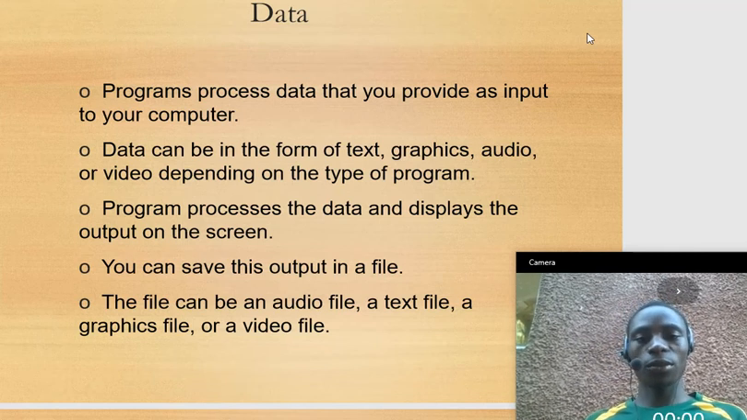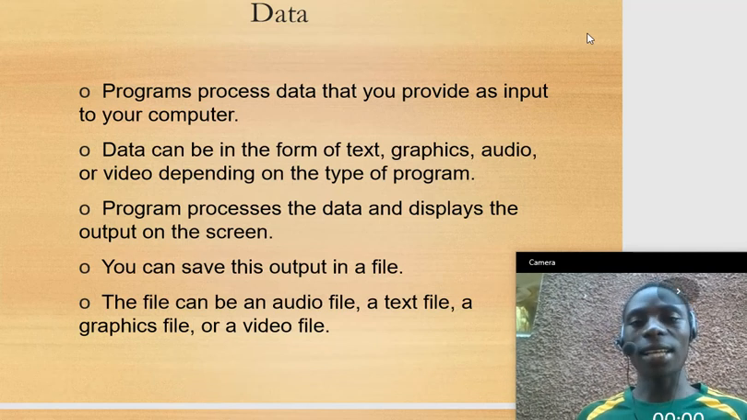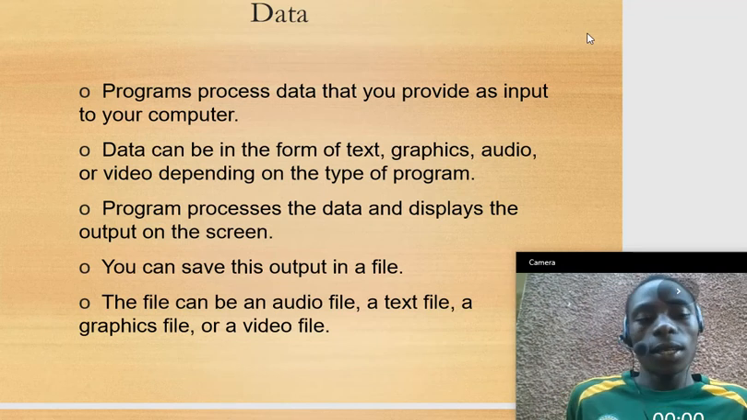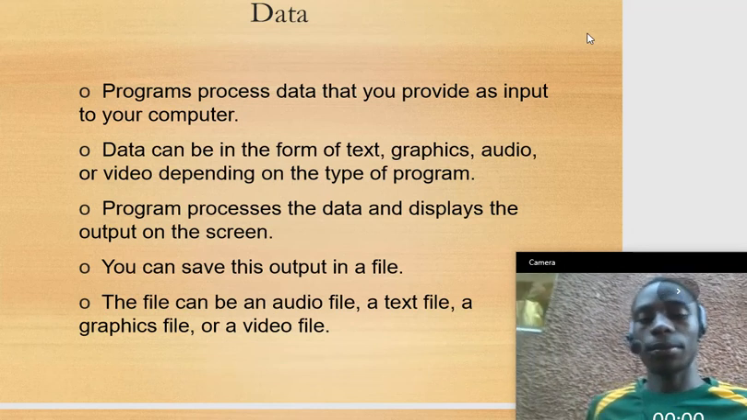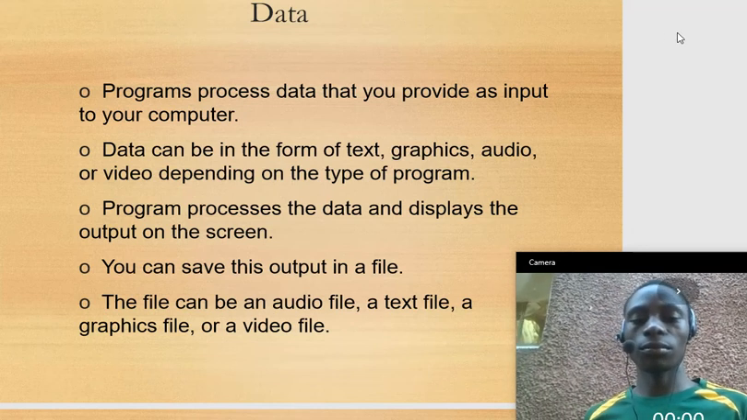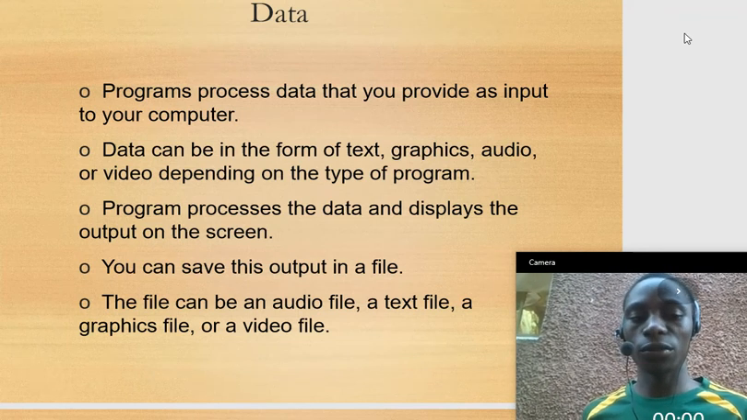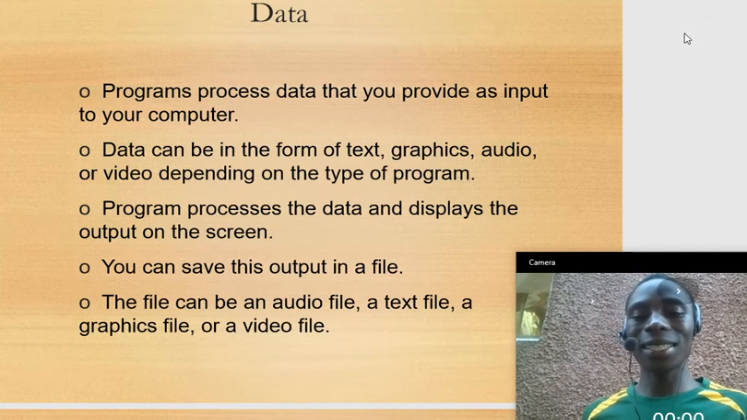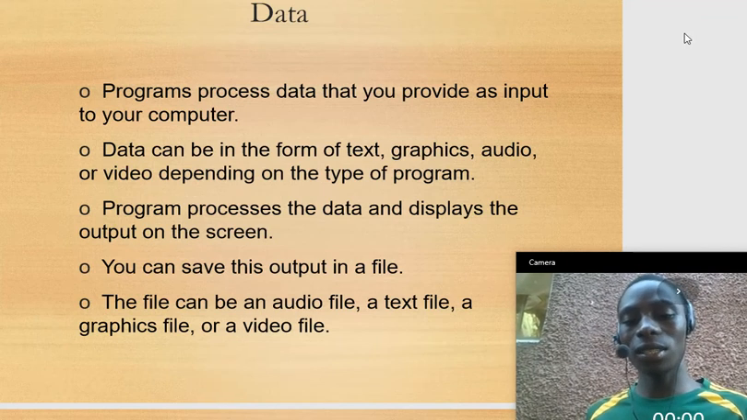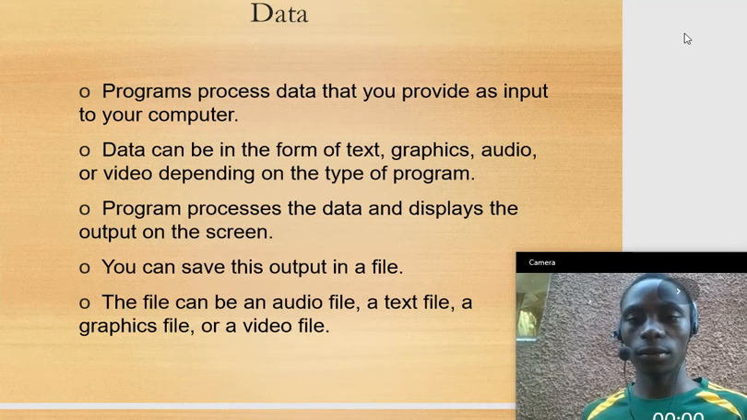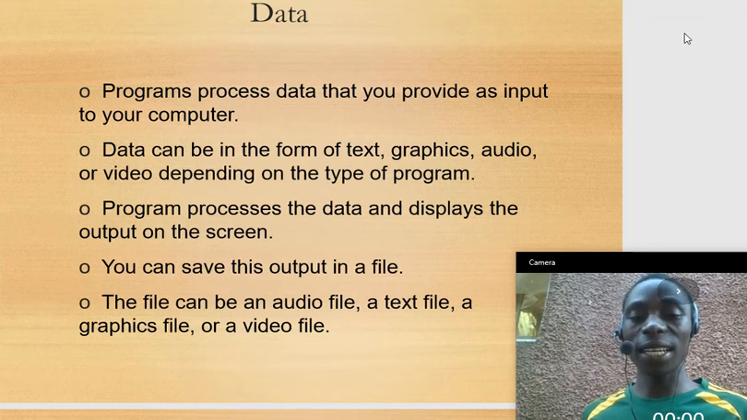So programs process data that you provide as input to your computer. So for example, let's take Microsoft Office applications, Word. What we type are just disorganized things. We just take ideas from our brain, but it is processed, and later on we get the output that we see. Data can be in the form of text, graphics, audio, video, like I said.